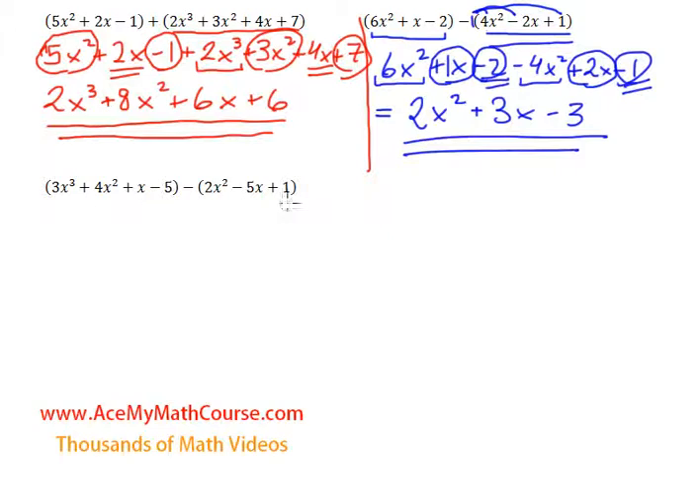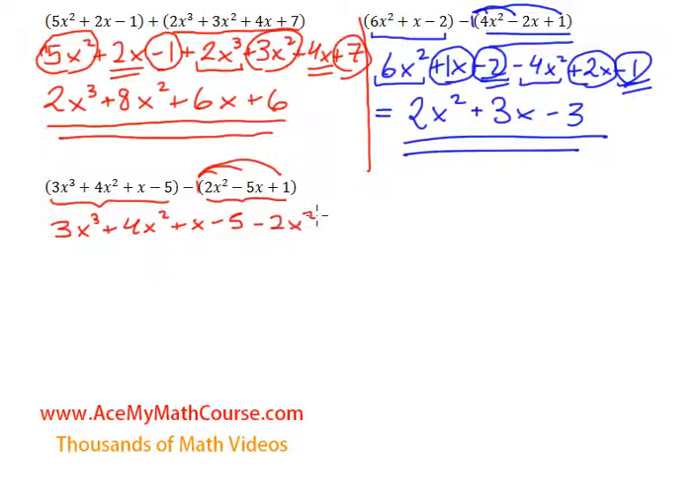Final example. Okay, so in this case, we can just copy this down. There's nothing outside of the parentheses that we can distribute. So you can just copy it down. 3x cubed plus 4x squared plus x minus 5. Then we're subtracting this polynomial. So let's pretend there's a negative 1 here, which I can distribute. Negative 1 times 2x squared, negative 2x squared. Negative 1 times negative 5x is positive 5x. And negative 1 times 1, negative 1.